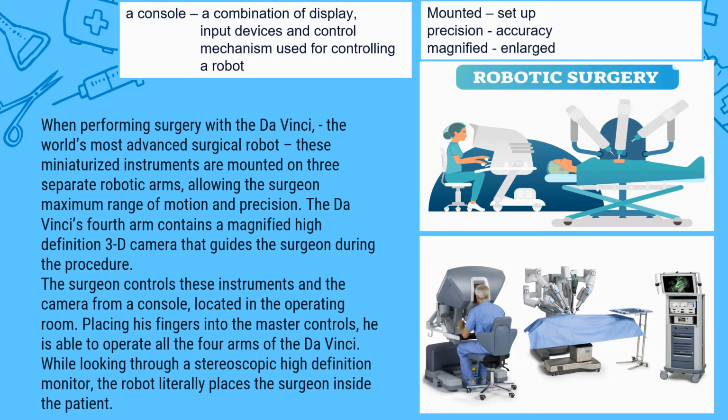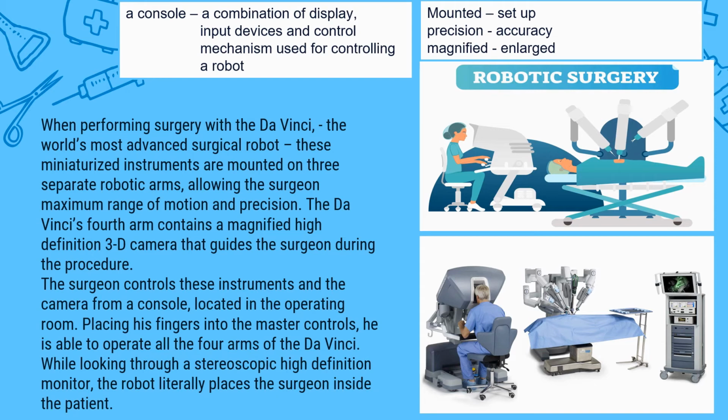The Da Vinci's fourth arm, as you can see in the second image, contains a magnified high-definition 3D camera. Magnified meaning it gives an enlarged view of the part of the body the operation is taking place on, that guides the surgeon during the procedure.